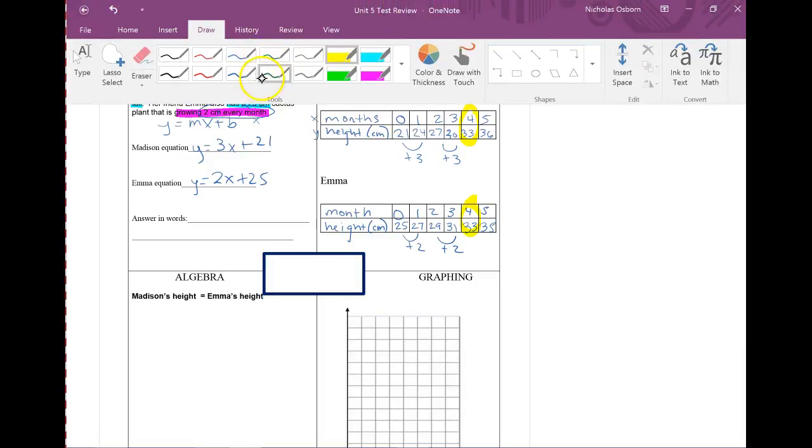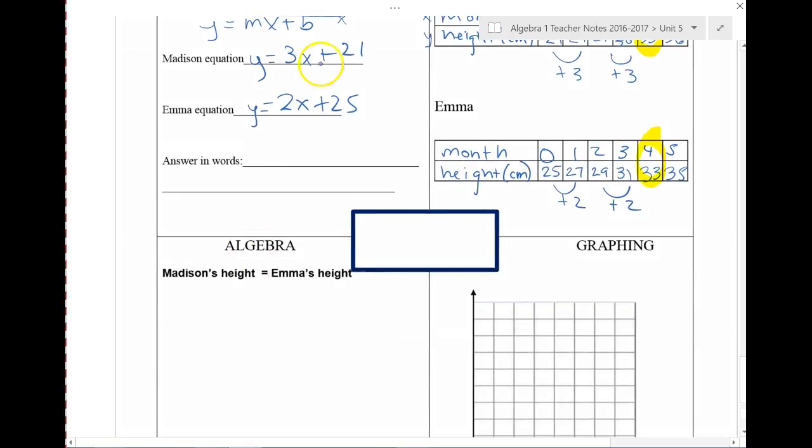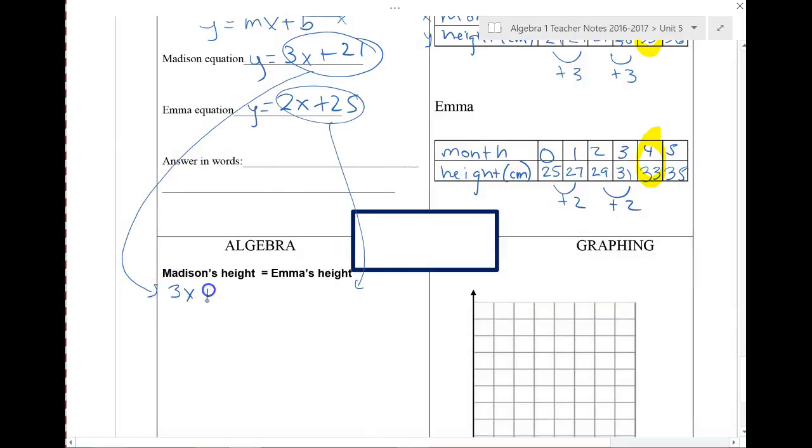So now remember this: when we solve with algebra, we take the first equation and bring it down here, and we take the second equation and bring it down. We did this on the first page, and we set them equal to each other. 3x plus 21 equals 2x plus 25.